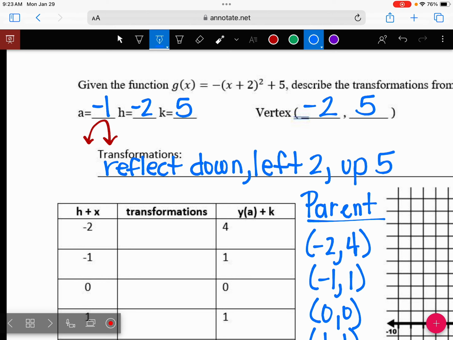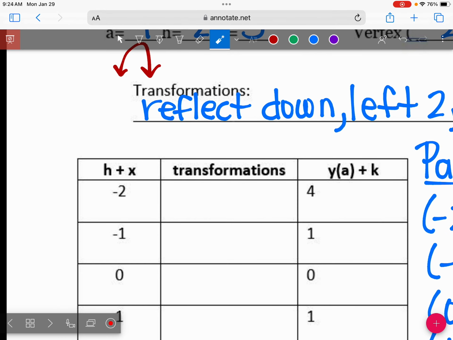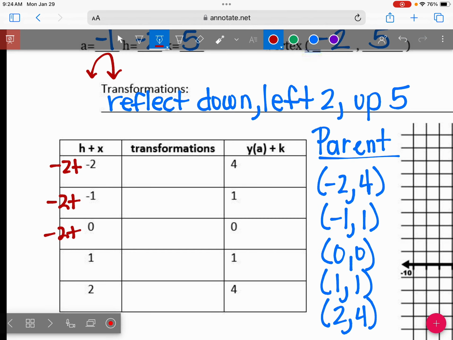All right, so now we got to pick up our calculators. So to this column, you're adding H. What did we say H was? H is -2. So you're going to pick up your calculators, and I want you to start adding -2. Go ahead and do that.